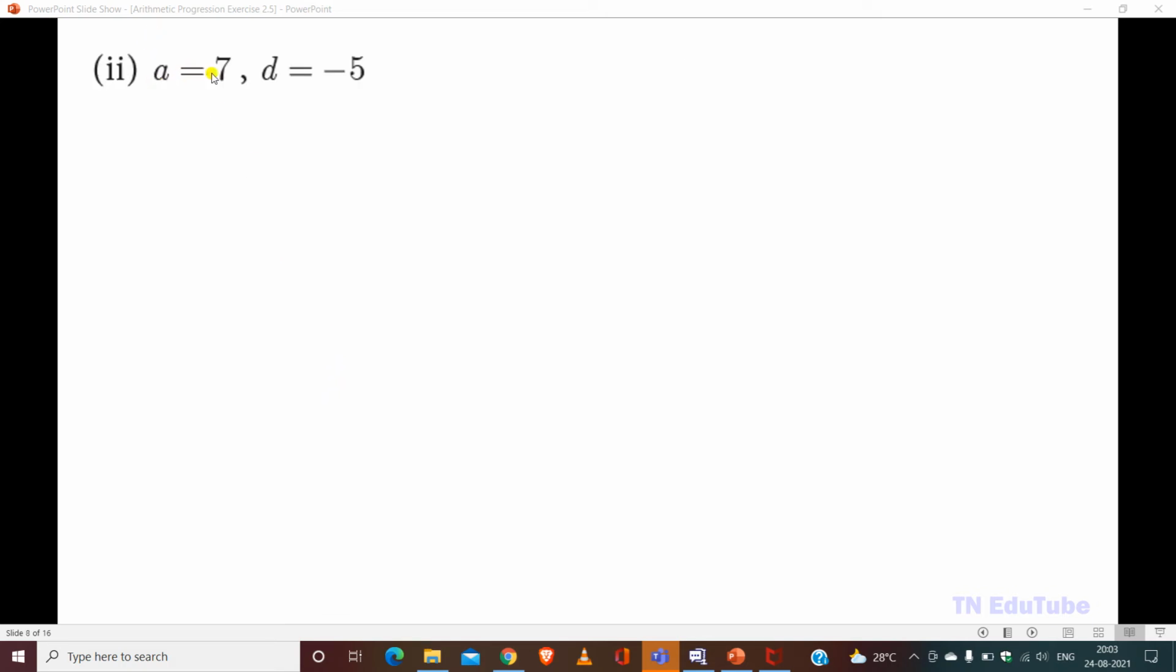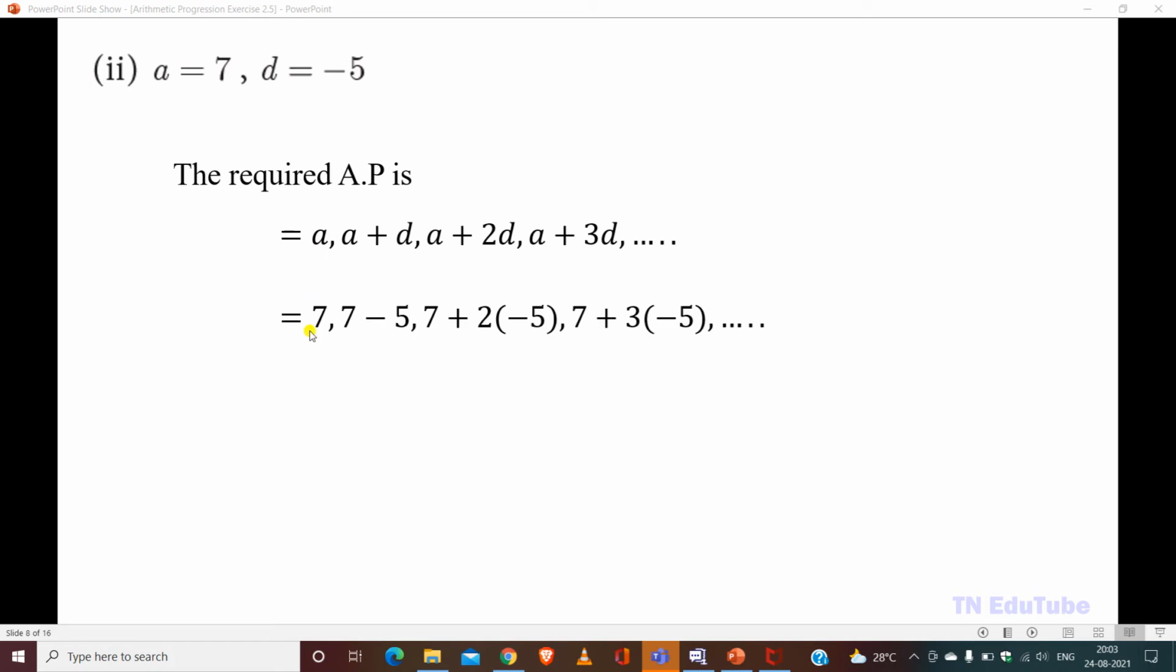Second Roman letter, A equal to 7 and D equal to minus 5. The required AP is the same thing only. Substitute the values. You get 7, 7 minus 5, 7 plus 2 into minus 5, 7 plus 3 into minus 5, etc. So when you are simplifying, first one is 7. 7 minus 5 you get 2.